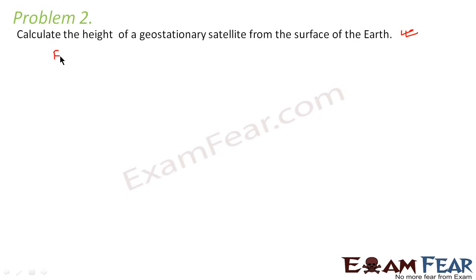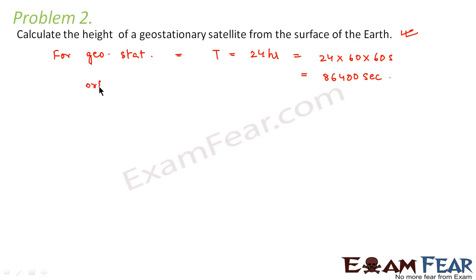Now till now we saw that for any geostationary satellite, the time period is equal to 24 hours. That is 24 into 60 into 60 seconds, which is equal to 86400 seconds. Right? Now we also know that orbital velocity v is given by the total distance travelled, that is the circumference, divided by time period. So 2 pi r divided by time period.